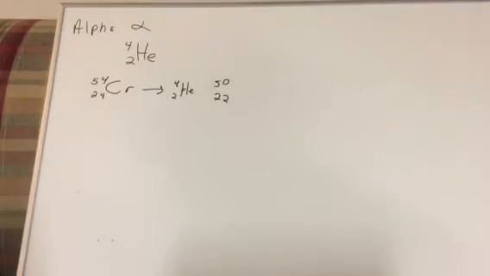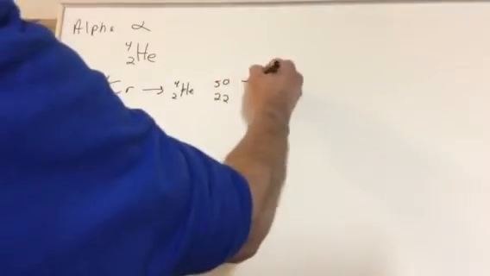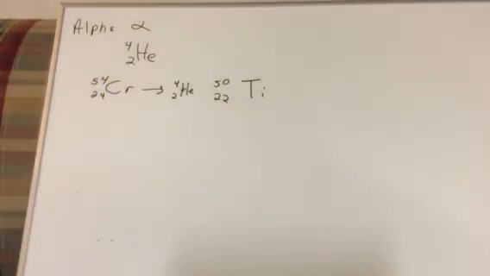And you look on your periodic table and you see that that is titanium. So an alpha decay, or an alpha particle breakdown, would give us the element titanium if you start with chromium. Again, just looking at the mathematics, it all adds up.